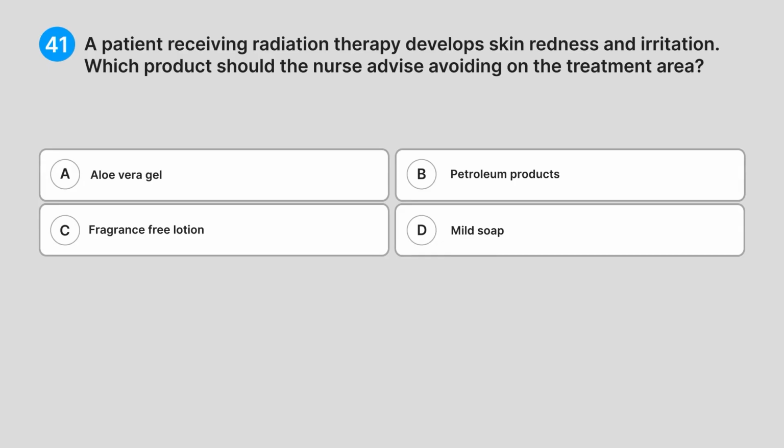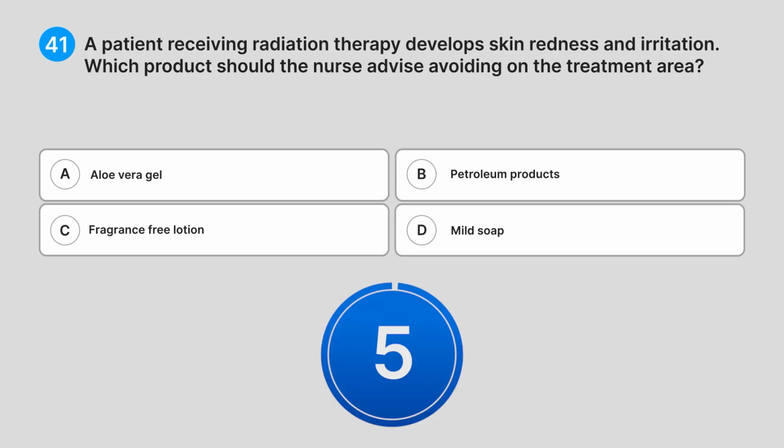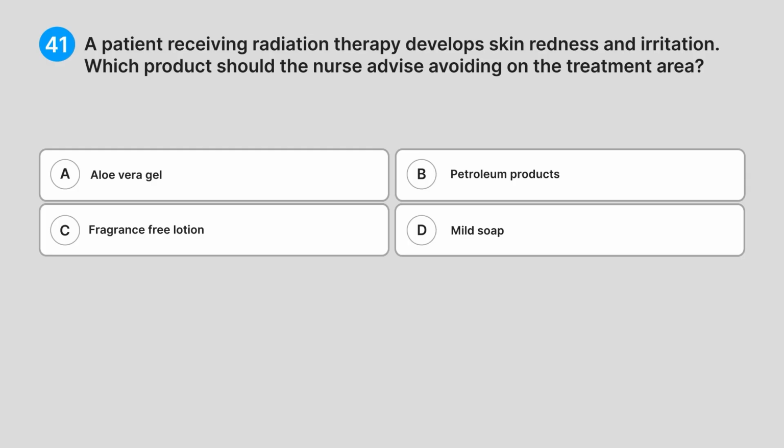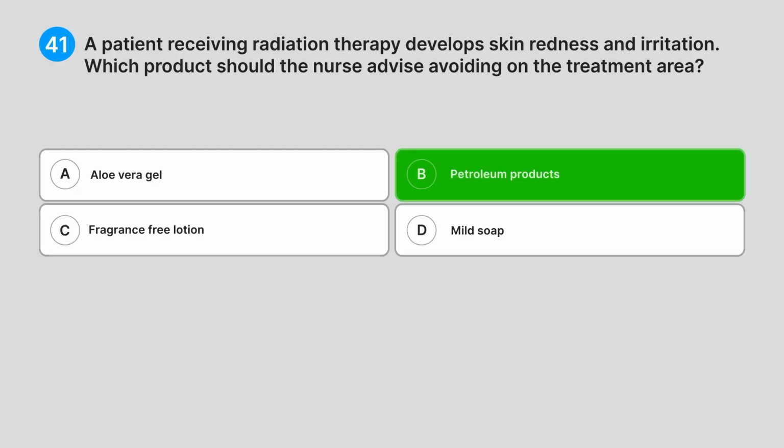41. A patient receiving radiation therapy develops skin redness and irritation. Which product should the nurse advise avoiding on the treatment area? A. Aloe vera gel, B. Petroleum products, C. Fragrance-free lotion, D. Mild soap. Can you guess the answer? Correct answer, B. Petroleum products.